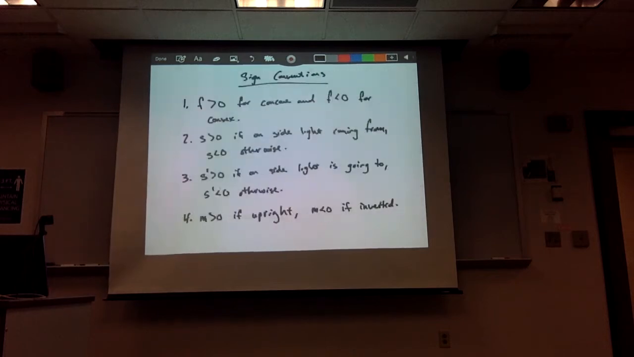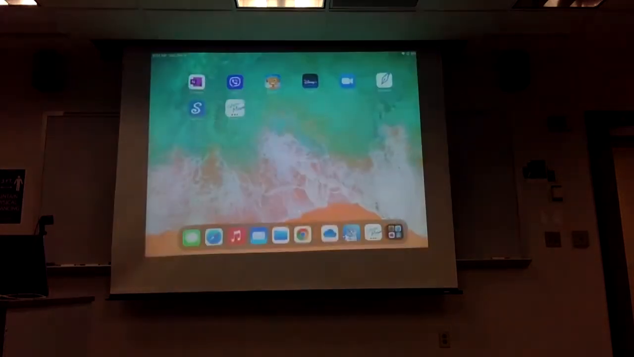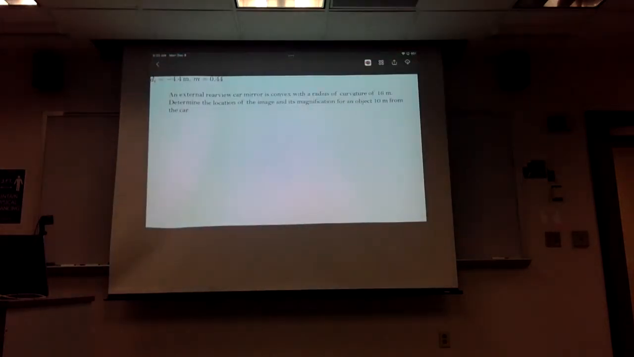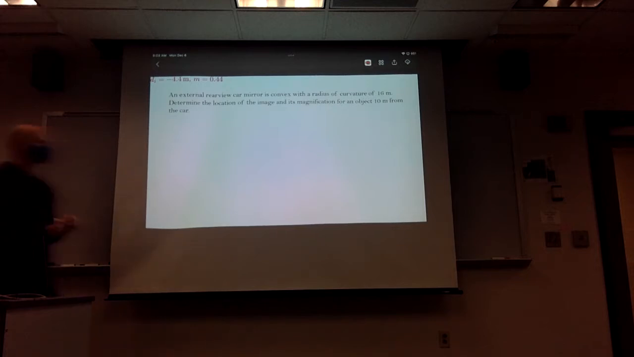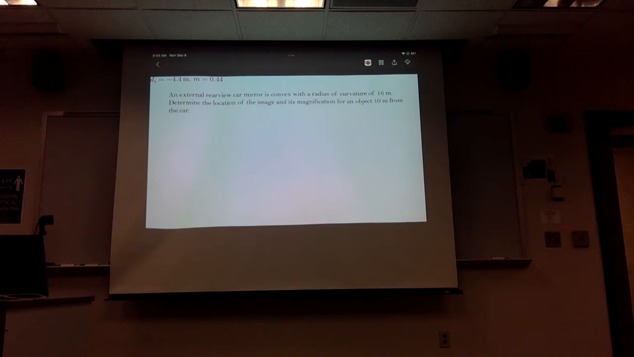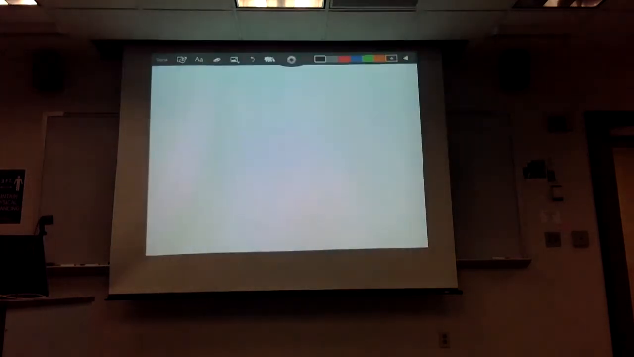Cool. So let's use this. Let's do one more example, and then we'll move on to a group assignment, and then we'll start talking about lenses. So this says we have an external rear view car mirror that is convex, which means it has a negative focal length in this case, with a radius of curvature of 16 meters, which means that the focal length is 8 meters. Determine the location of the image and its magnification for an object which is 10 meters from the car. Good. So let's draw our scenario here.